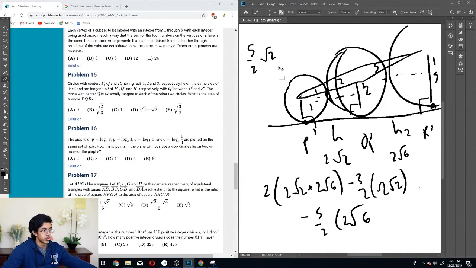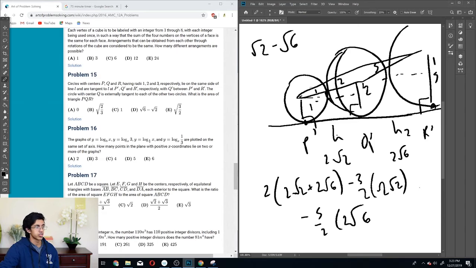Oh, no, wait, I'm trolling. Hold up. So it would be root 2 minus 5 root 6. Minus root 6? No, that's negative. Hold up. Oh, maybe, yeah. I guess we just got it backwards. So I guess it'd be root 6 minus root 2. Yeah, root 6 minus root 2. That makes more sense. So basically the diagram's wrong. The diagram should be like this. Okay.